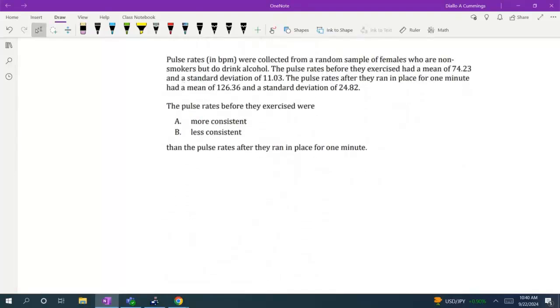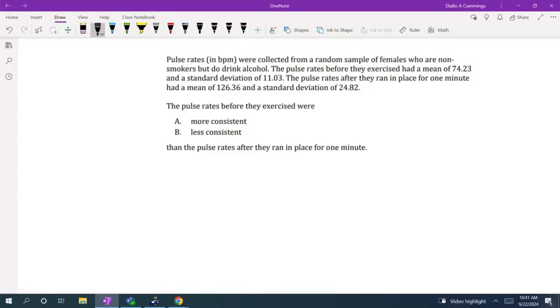Okay, the next question says, pulse rate in beats per minute were collected from a random sample of females who were non-smokers but do drink alcohol. The pulse rates before they exercise had a mean of 74.23 and a standard deviation of 11.03. The pulse rates after they ran in place for 1 minute had a mean of 126.36 and a standard deviation of 24.82. The pulse rates before they exercised, were they more consistent or less consistent than the pulse rates after they ran in place for 1 minute?